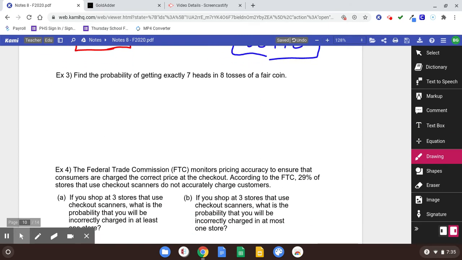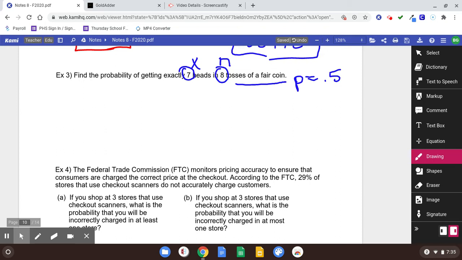Find the probability of getting exactly 7 heads in 8 tosses of a fair coin. Okay, so here's a different experiment. 7 in 8, so that's your X number and your N number. They don't give you the probability, the P number, but we're talking about tossing a fair coin. So if we're tossing a fair coin, we know that probability is 0.5. Probability of flipping heads up is 0.5.